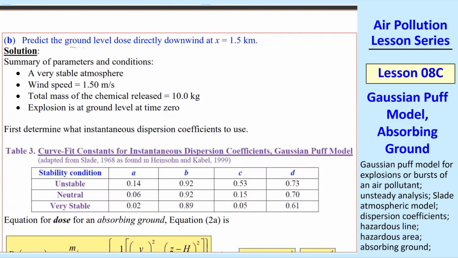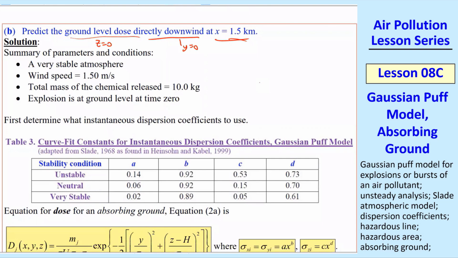Part B is to predict the ground level dose directly downwind at X equal 1.5 kilometers. So ground level means Z equals 0, directly downwind means Y equals 0, and we're given X. Here's a summary of the parameters and conditions. Very stable atmosphere, so we know which one to use in this Slade model. Wind speed is given, that's our U. Total mass is our M_J, and the explosion is at ground level, so that tells us that H equals 0.